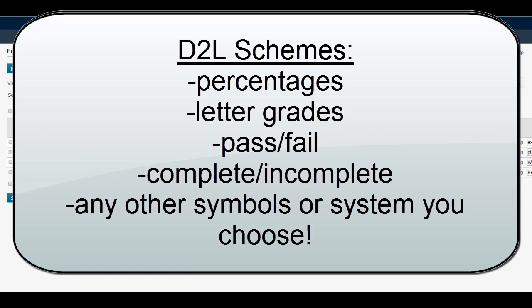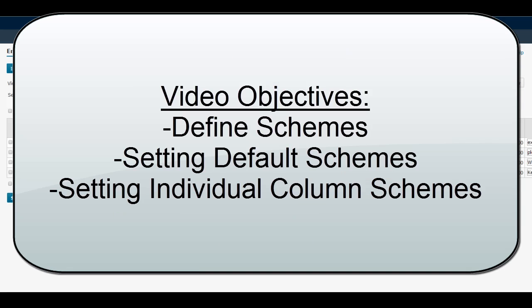So for example, in D2L, schemes can be percentages, letter grades, pass-fail indicators, or any other symbol or piece of text that an instructor might use to communicate feedback to students in the gradebook. In this video, we're specifically going to be choosing between default grade schemes and then showing you how these grade schemes can work and be managed throughout your gradebook.